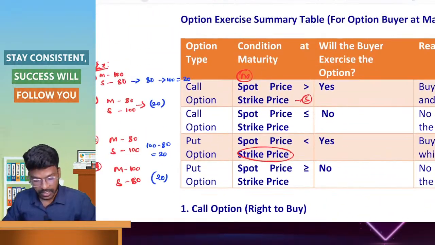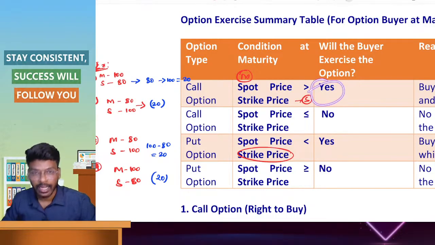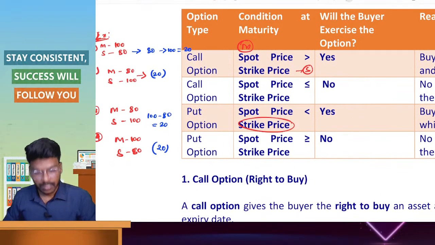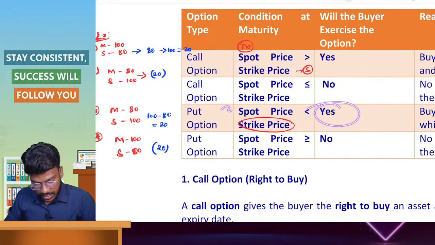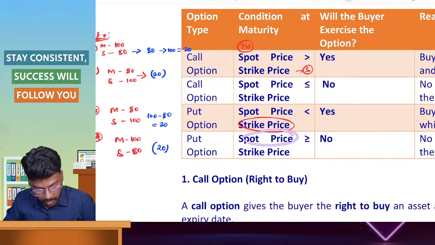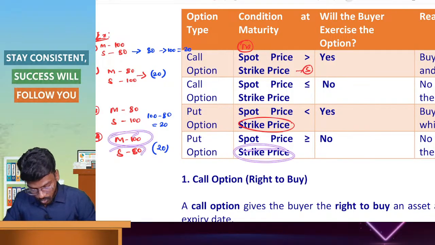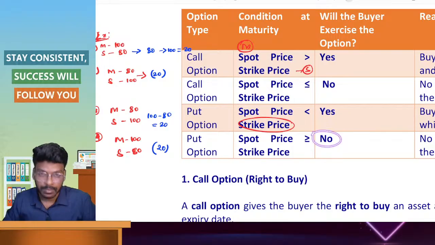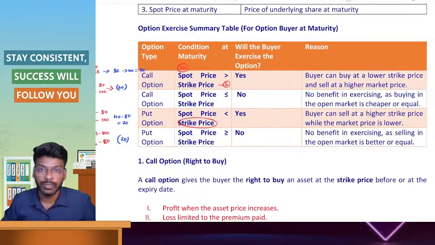So in first case, I will exercise the option. In second case, I will not exercise the option. In case of put option, if spot price is less than the strike price, I will exercise the option. Next, in case of put option, the spot price, that is maturity price, is more than the strike price. I will not exercise the option. I will make a loss. Only in case of profit, I will exercise the option.